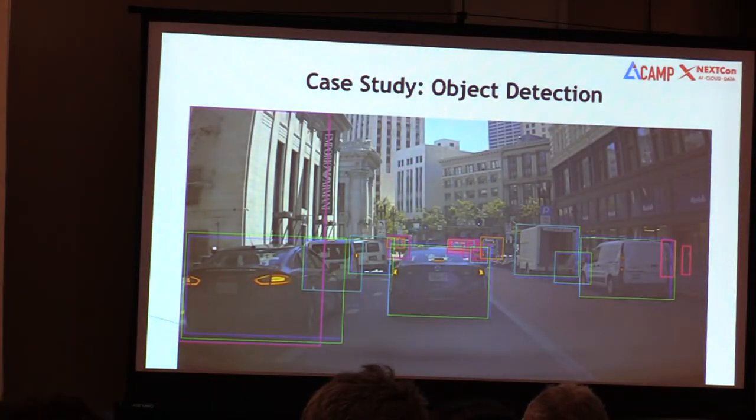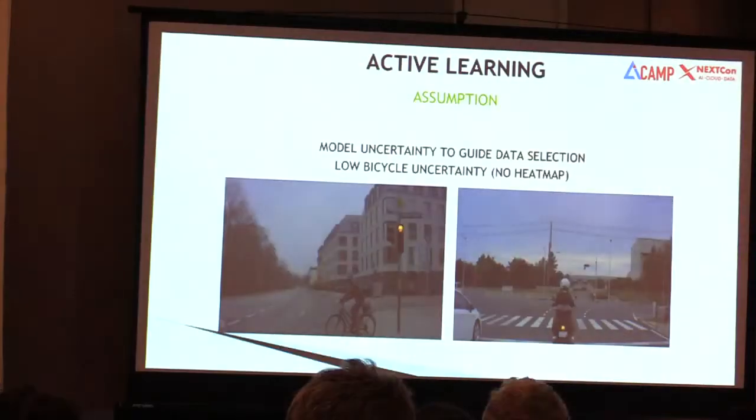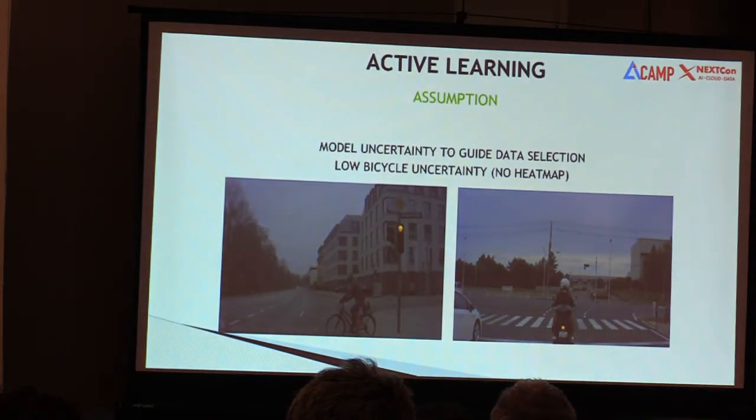Now, okay, let's look at object detection. This is a typical frame where we detect cars, maybe there's a pedestrian on the right. I don't see any bicycles, but that's the idea. That's in San Francisco. Our assumption is that the uncertainty coming from the object detection model is going to guide the way we select data. If we know which frames we're uncertain about, we're able to rank those frames by top uncertainty and then select them.